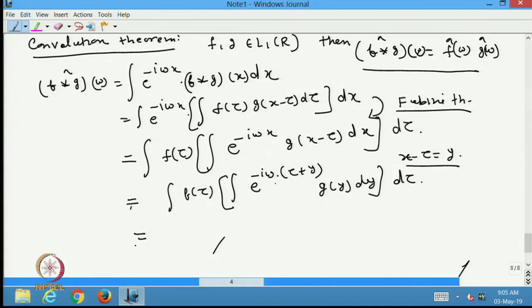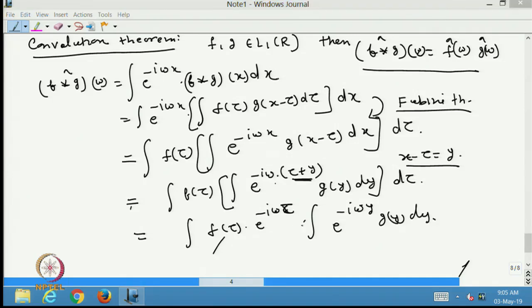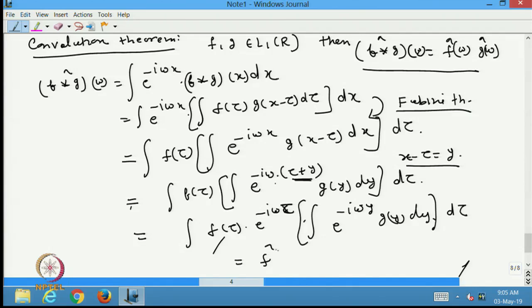So this I can split into two terms: f of tau e to the power minus i omega tau, and e to the power minus i omega y g of y, dy and d tau. So basically you can see this is equal to f hat of omega times g hat of omega. So we have proved the convolution theorem.